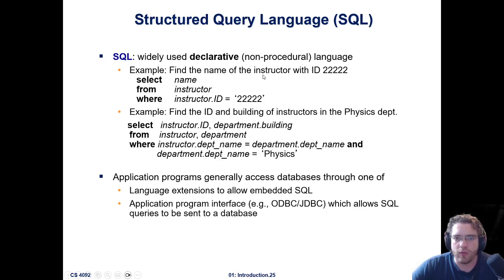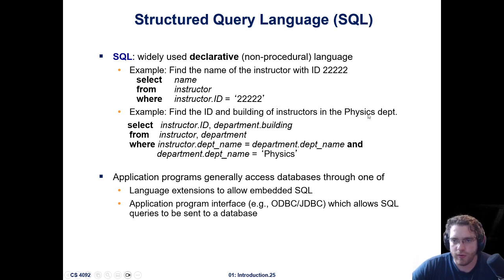So find the name of the instructor with ID 2222. So select name. So select the attribute from my table instructor, and select it from the table instructor where the attribute ID is equal to this value.